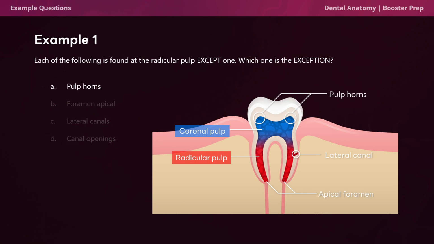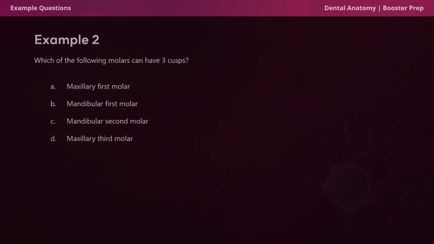So as I mentioned earlier, the mature pulp can be broken down to the coronal pulp and the radicular pulp. The only option here that is located in the coronal pulp are the pulp horns. All other options as seen here are located in our radicular pulp. Okay, on to the next question.